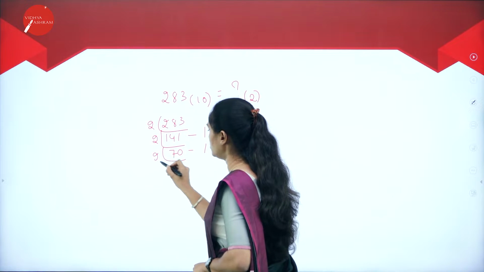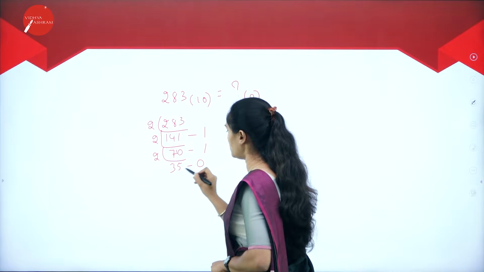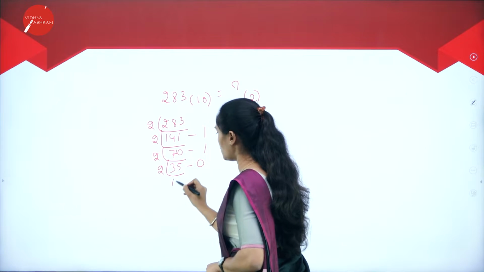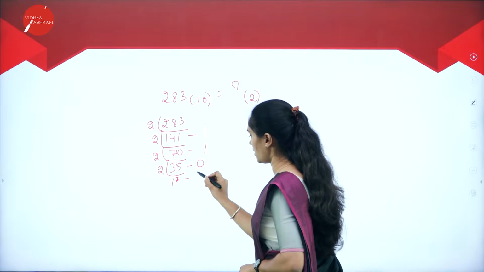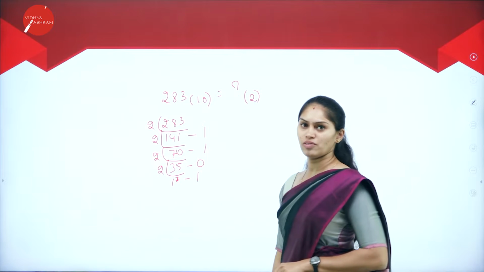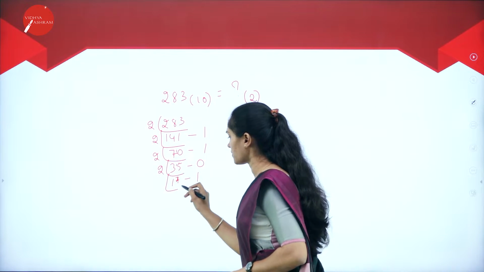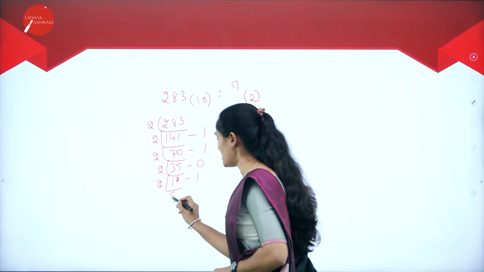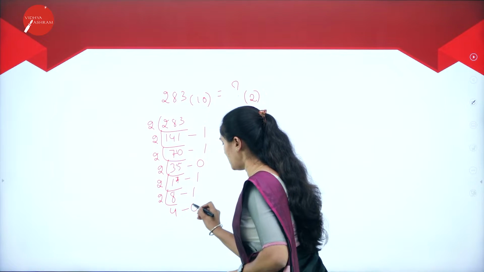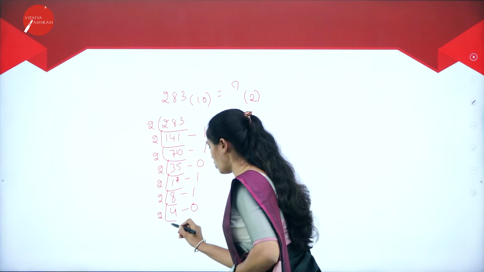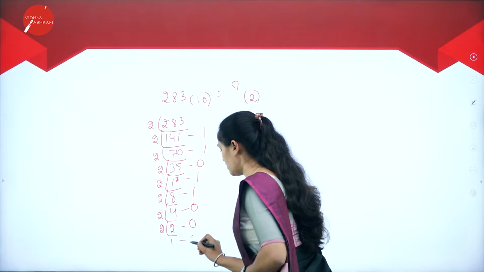Then 2 3s are 6. Then this becomes 10, 2 5s are 10, remainder will be 0. Then 2 1s are 2, 15, 2 7s are 14 and this becomes 1. Okay, 17 into 2 will be 34, 35 minus 34 will be 1. Then 2 8s are 16, the remainder will be 1. 2 4s are 8, the remainder will be 0. 2 2s are 4, the remainder will be 0. Then 2 ones are 2, the remainder will be 0.